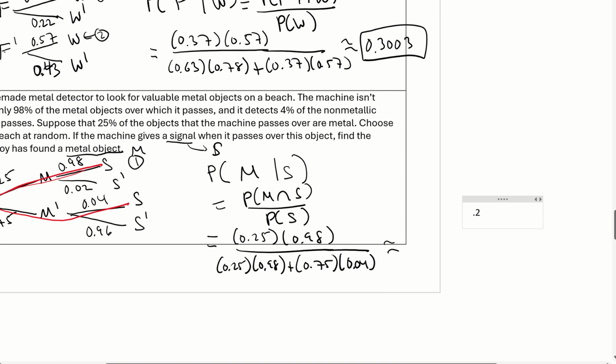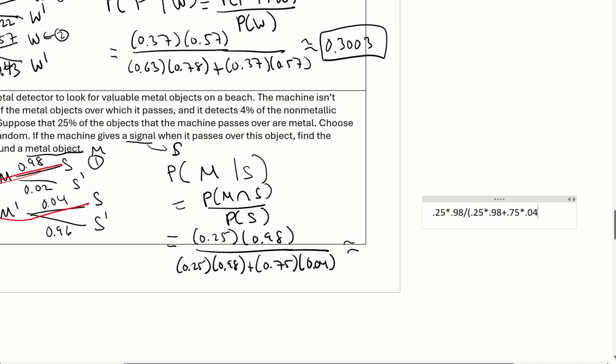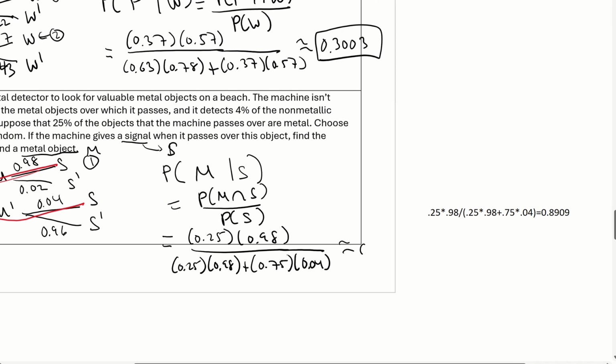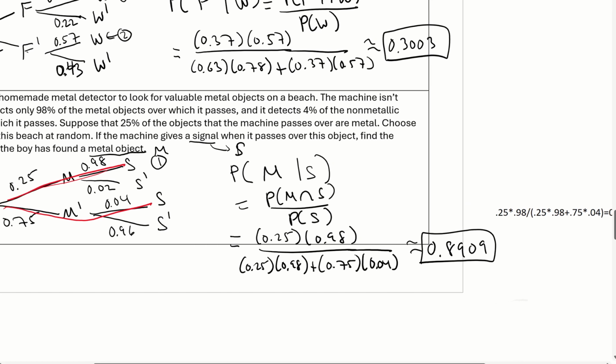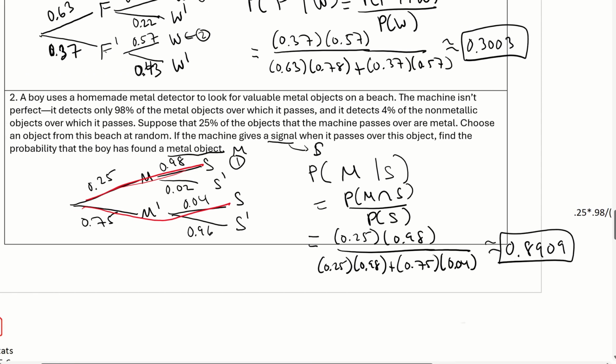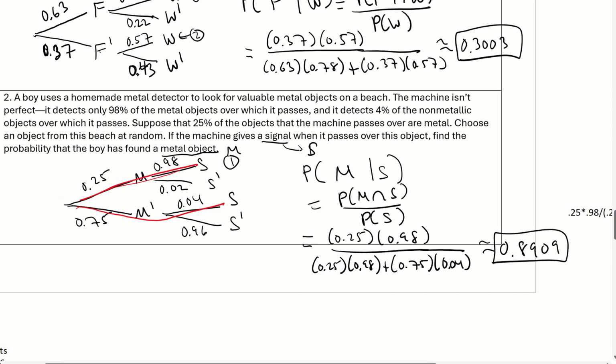Okay, we just calculate that and see what we get. So 0.25 times 0.98 divided by, again, put parentheses there. Okay, so you get 0.8909. So if it gives a signal, there's about an 89% chance that he found a metal object.